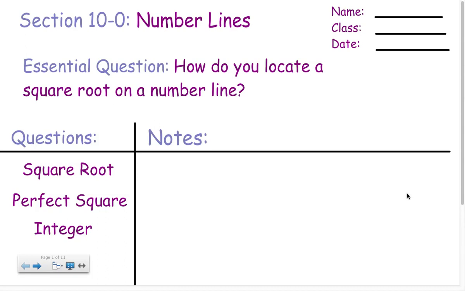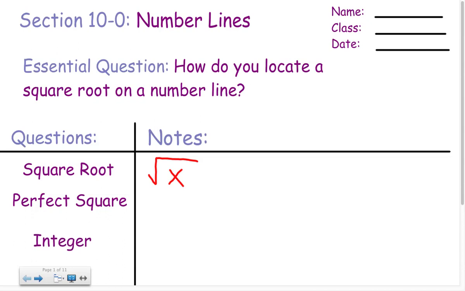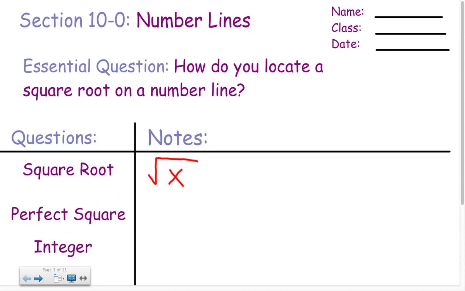So first of all, the square root symbol looks like this. I could put a variable in there if I wanted to. So that means I'm taking the square root of x. Square root is any number times itself. So a number times itself, you can take the square root of it and get that number again. We'll show examples in a couple slides here.